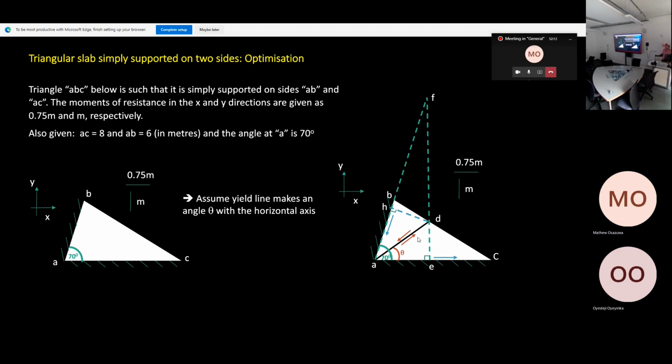Theta is unknown. We are going to optimize. All we know is there is a yield line, one line. This is the crack line, if you want. This is the yield line, and the angle theta is unknown. We need to find theta. So theta is just an angle that we need to find.